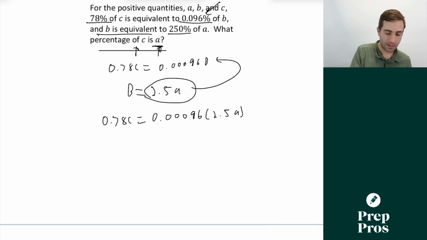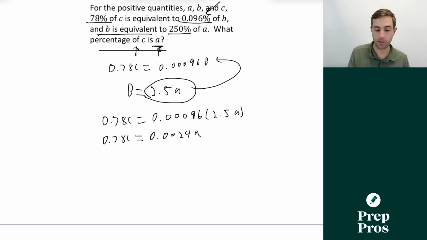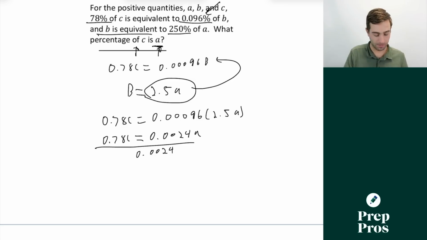So this is going to give us that 0.78C is equal to 0.0024A. And as we talked about earlier, we want to get this as A equals. So now we're almost done, but we'll have one final step after this. We're going to divide both sides by the 0.0024. So as we do that, that is going to leave us that 325C is equal to A.